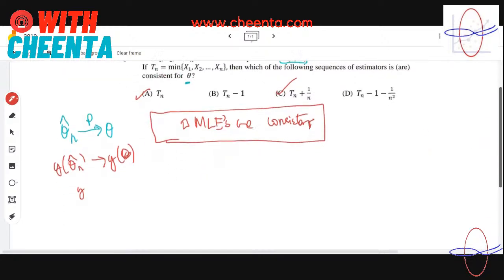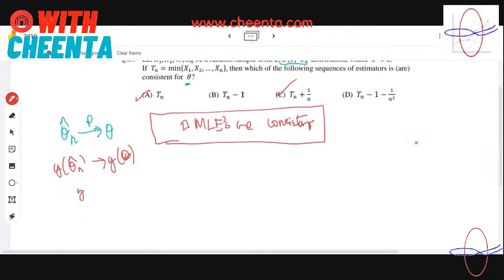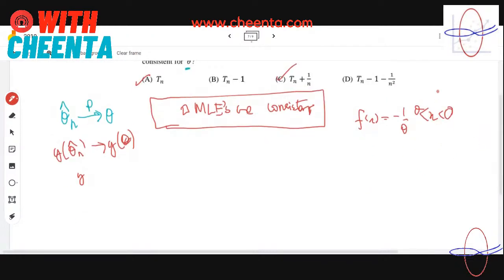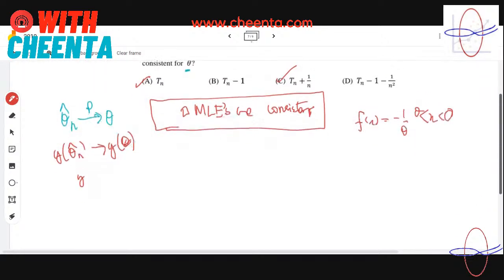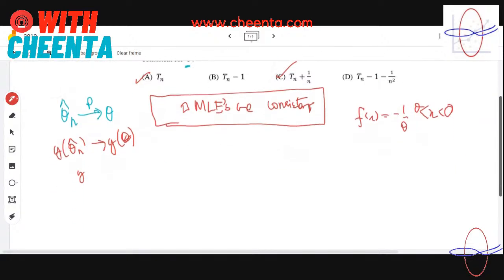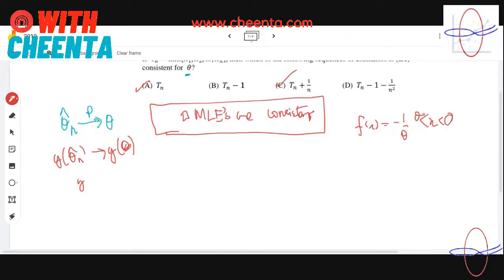How can you prove it? Just apply the result. So what is the PDF of this? The PDF is f of x equal to minus 1 by theta, because theta is less than 0, for x less than 0 and greater than theta. And observe that the MLE is therefore x1, since x1 is greater than theta. Not the maximum xn, it's the minimum, because theta is on the left-hand side. These are just intuitive things you develop by practicing.